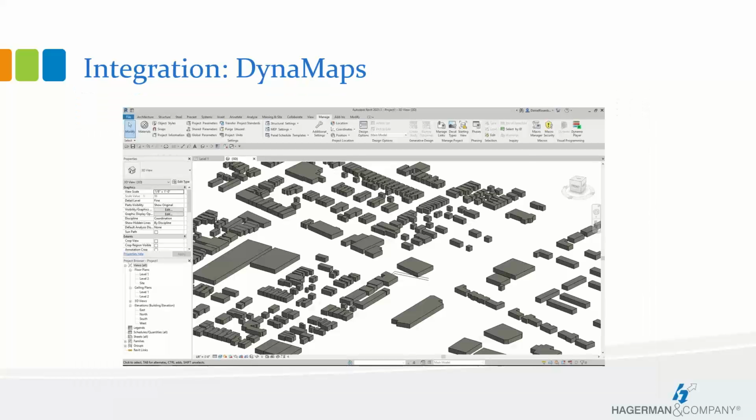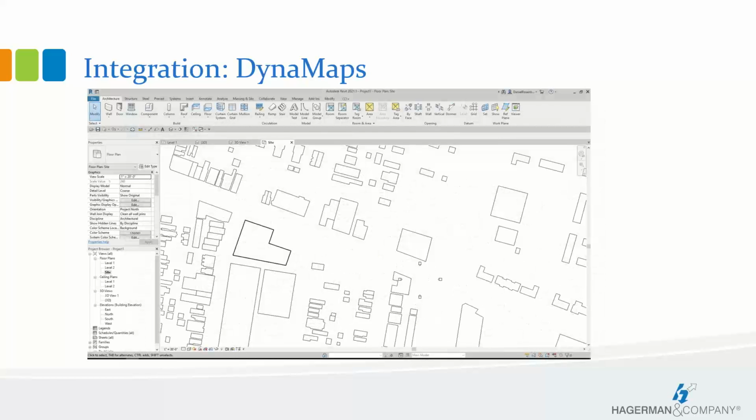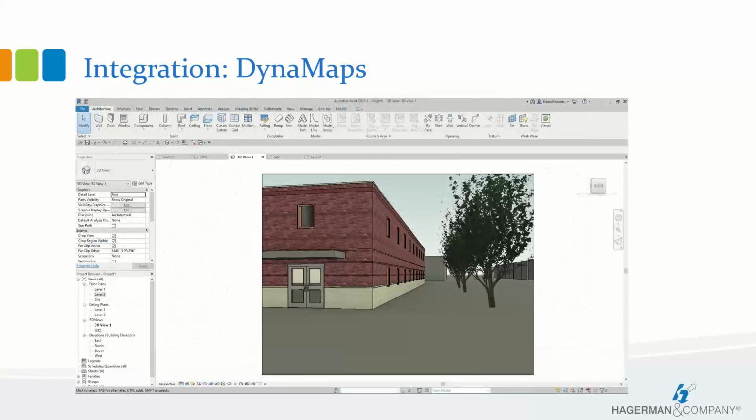And this is what it looks like inside your familiar Revit environment. This is a 3D Axon view. And without any extra work, I have a site plan I can use, as well as some context instantly added to my camera views.